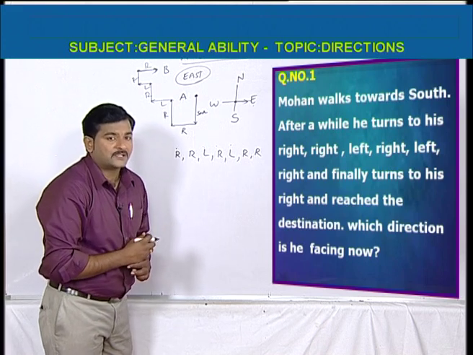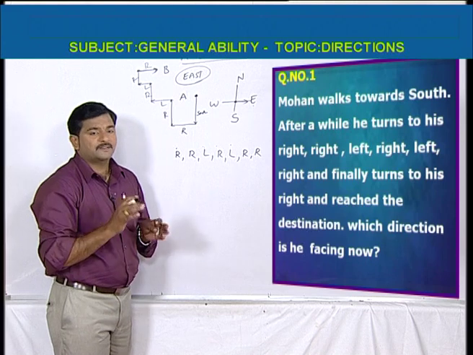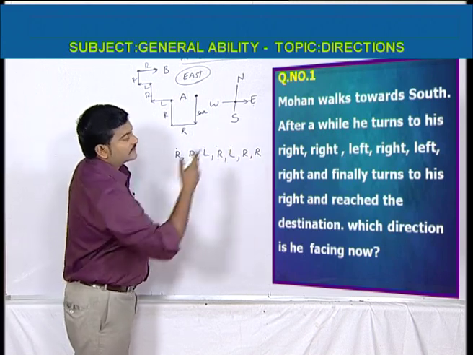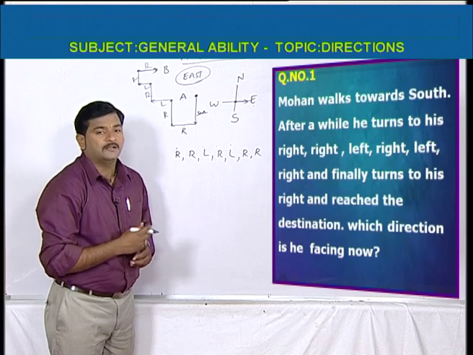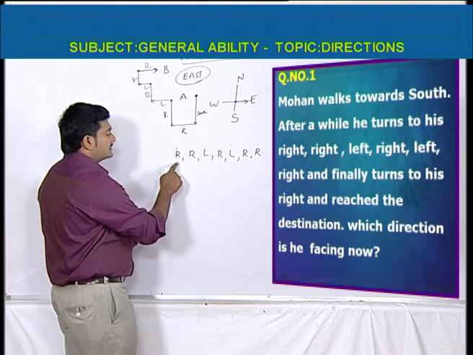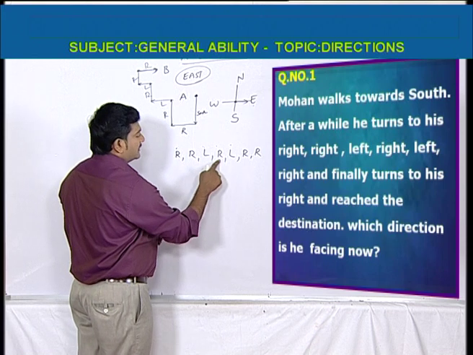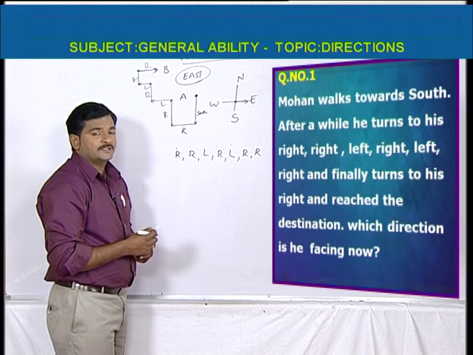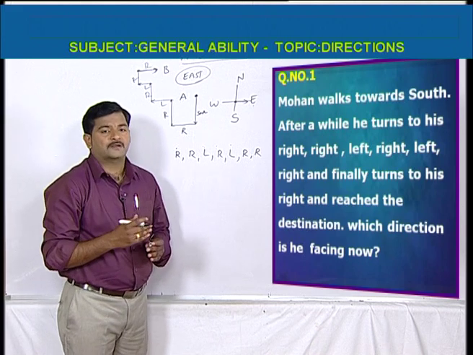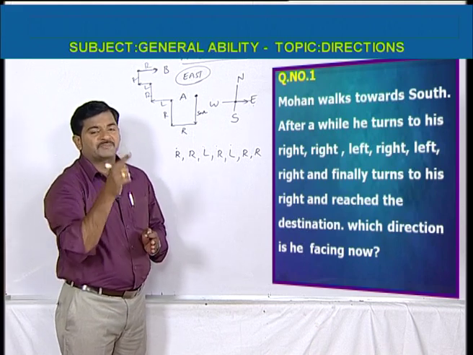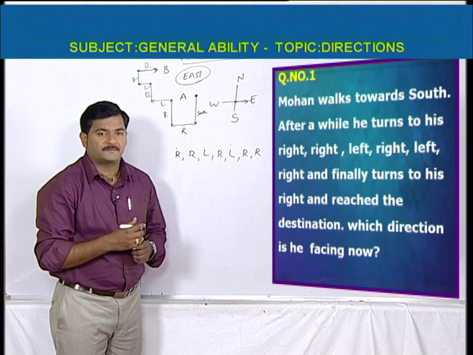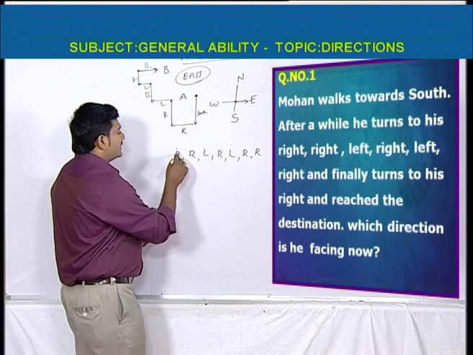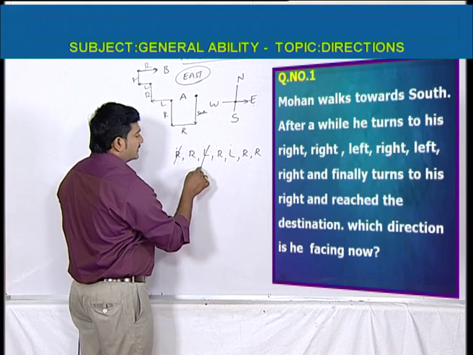According to the shortcut method, what you have to do is simply, in the given question, list out all the rights and list out all the lefts. Here we have the list: right, left, right. Now, according to the shortcut formula, you have to cancel one right with one left, or one left with one right.